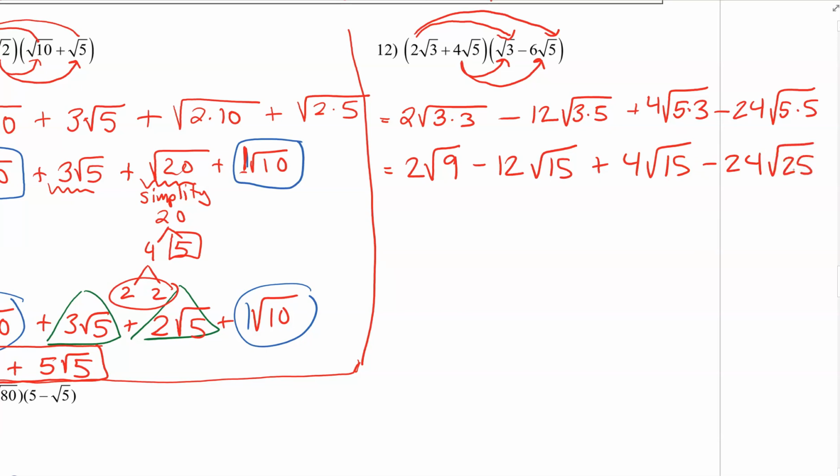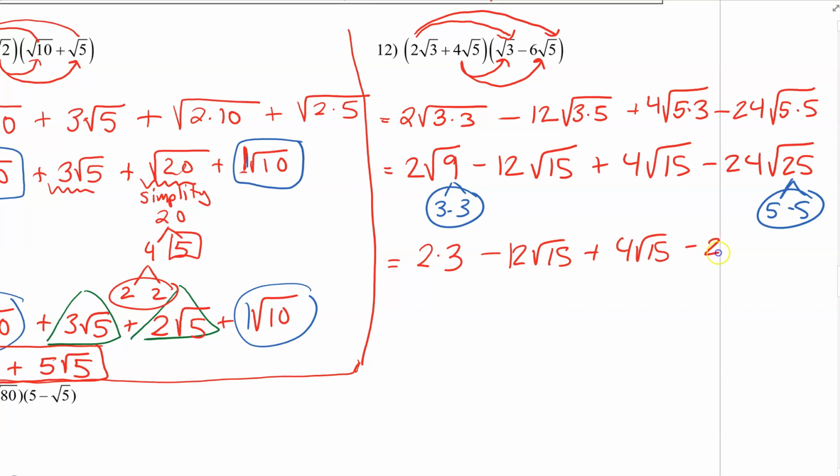Well, right away, I hope you're noticing it, but I've got some perfect squares, right? 3 and 3, that's the square root of 9. 5 and 5 is the square root of 25. So this is really 2 times 3 minus 12 rad 15 plus 4 rad 15 minus 24 times 5. Because once you square root the number, you multiply the square root to whatever's in front. So 3 gets multiplied to 2 and 5 gets multiplied to 24.